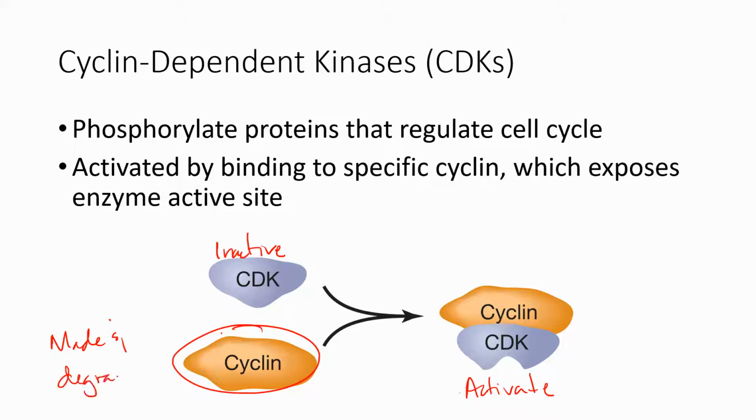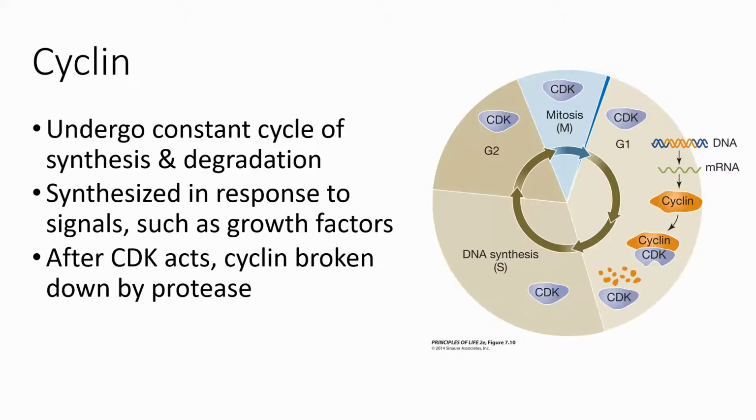So these turn out to be the on-off switches, and your cells will produce cyclins if it's possible to move on to the next part of the cell cycle. So cell cycle progression depends on making and then breaking down these cyclins.